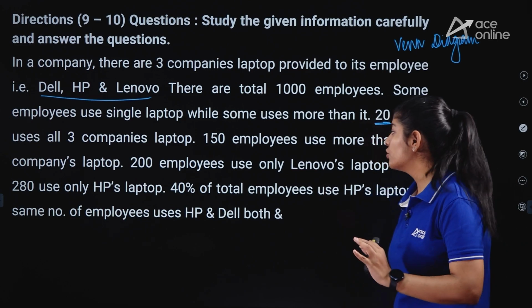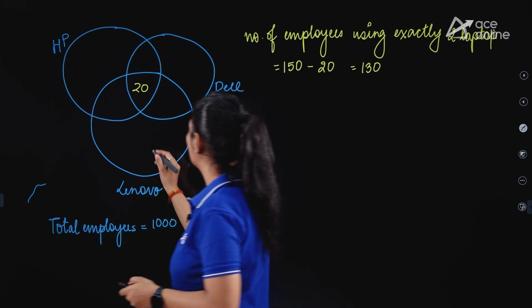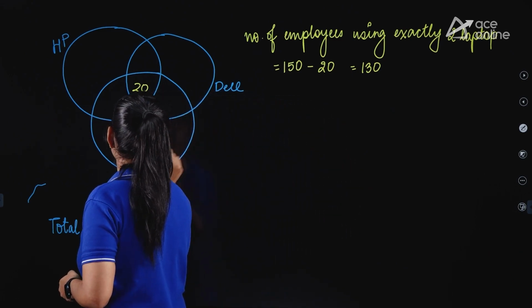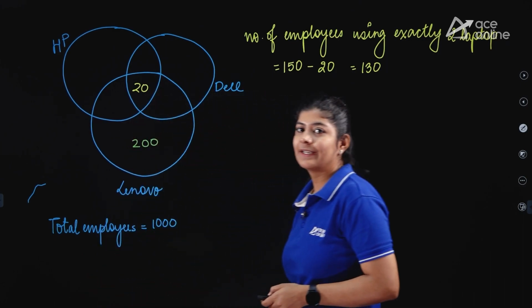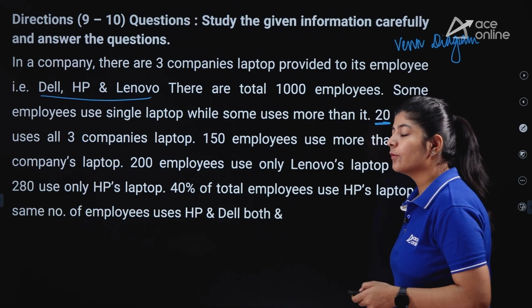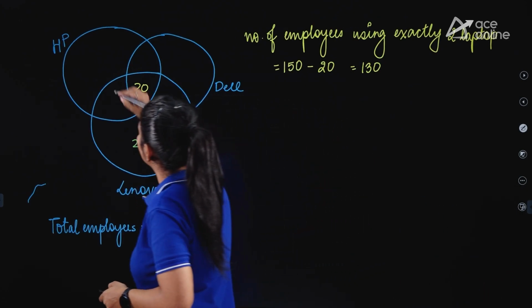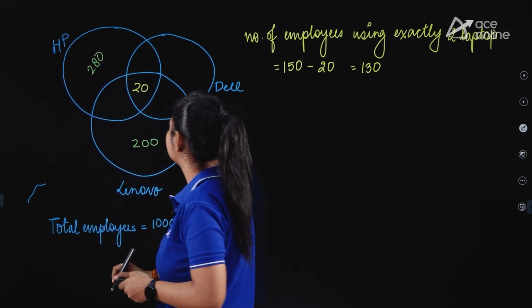200 employees use only Lenovo's, 200 only. So the value of this part is nothing but 200. Okay, the next. While 280 use HP laptop, so here we are having 280. Okay, next.